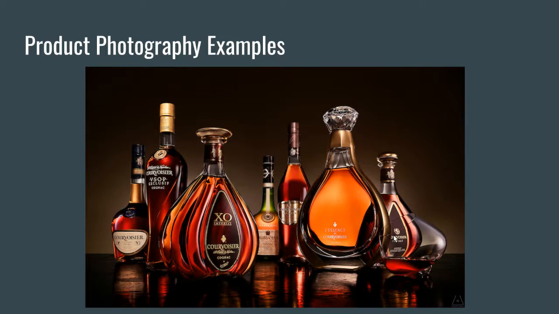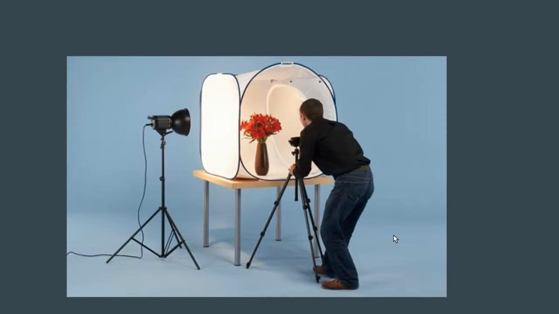Then we have product photography. So these are the images that might be on packages or in ads, on a billboard or in a magazine, online, something like that. And it's all about making the product look as perfect and interesting as possible. You have to be careful with certain surfaces in terms of reflections and stuff. So you might use equipment like this.